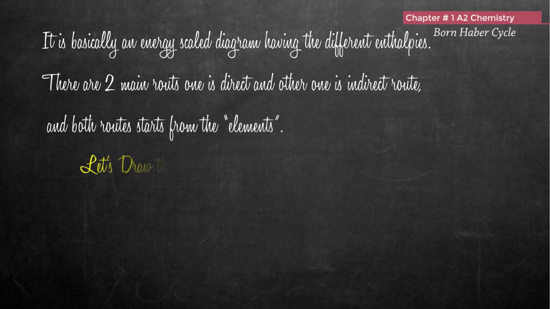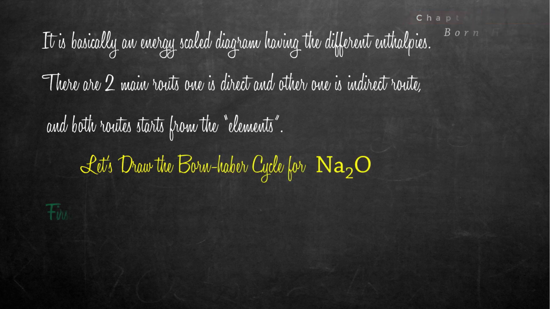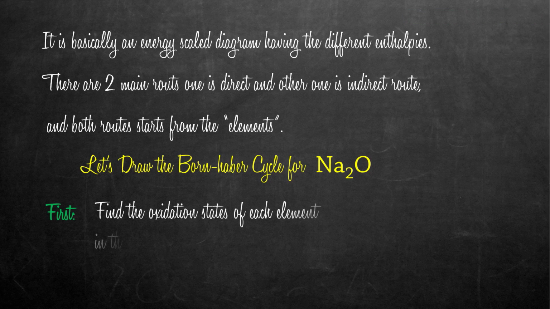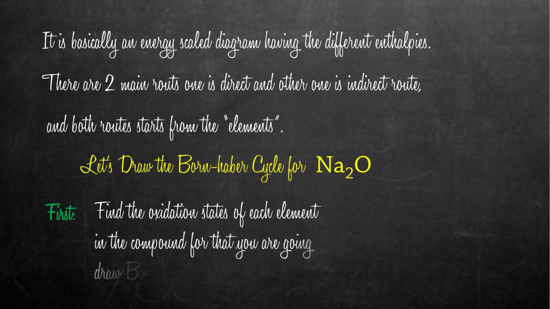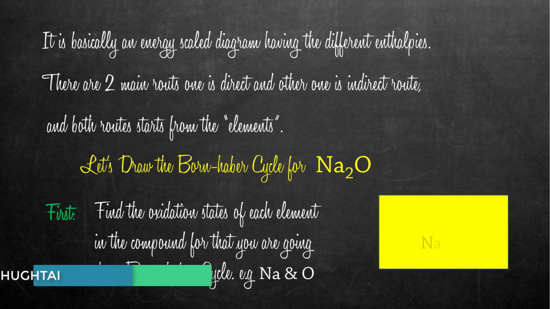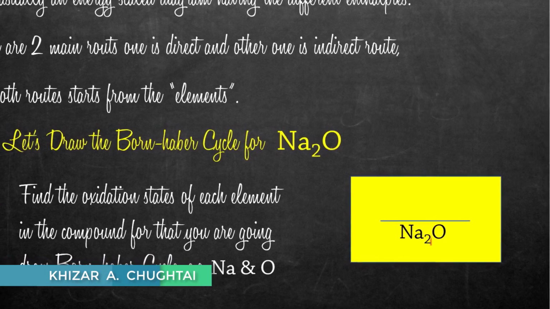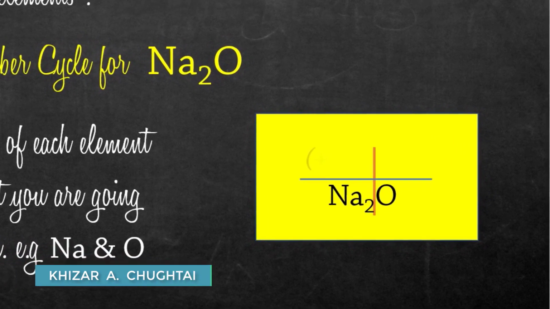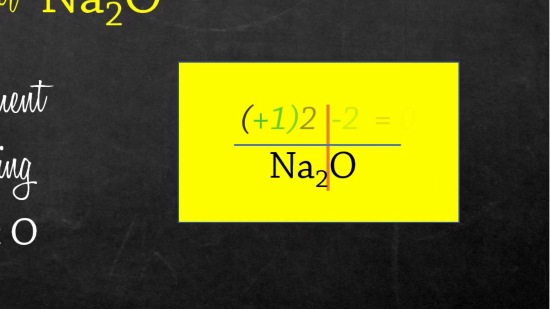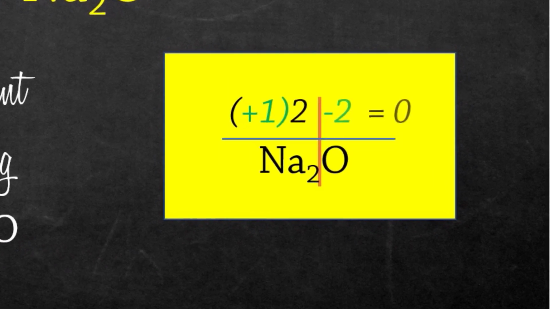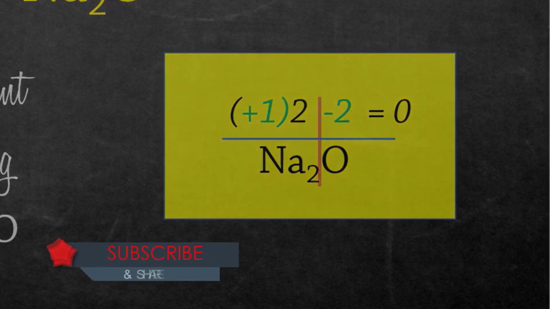Let's start the Haber cycle for sodium oxide. First, it is wise to find the oxidation state of each element in the compound. For that, you are going to draw a Haber cycle. For example, in this case, sodium and oxygen. So, in the compound, sodium is showing 1 positive charge or oxidation state, and oxygen is showing -2 oxidation state.